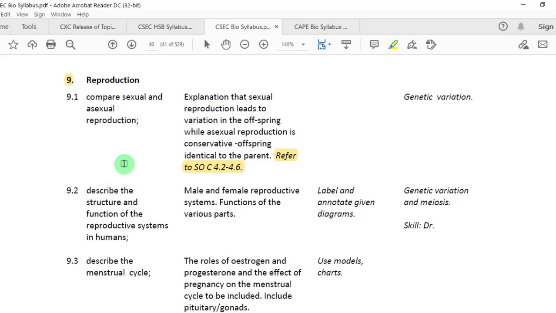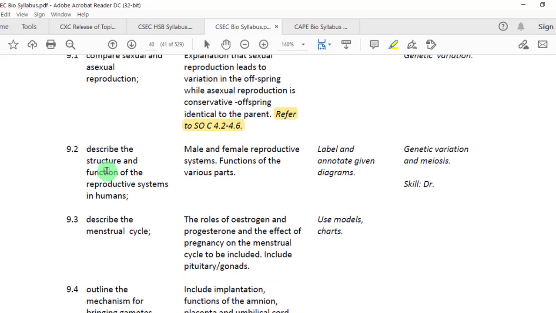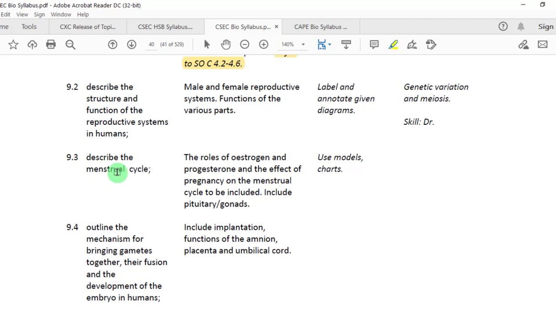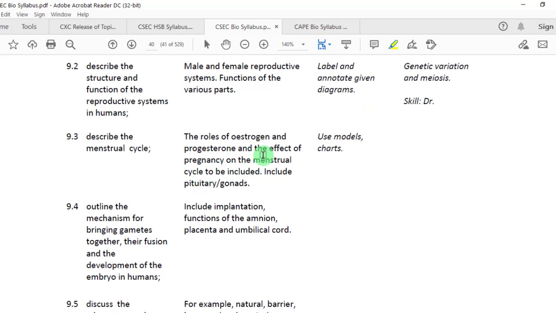What else? Compare. And as usual, reproductive systems, you need to know these systems, their parts, their functions. Menstrual cycle is always a very important topic to review. This is the one where you often get the graph showing the hormonal changes that control the menstrual cycle. Make sure to know that inside out.